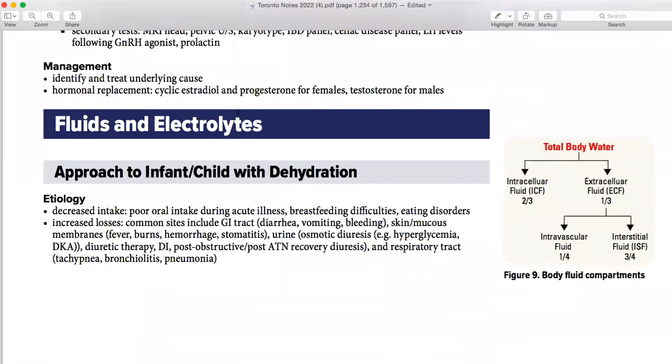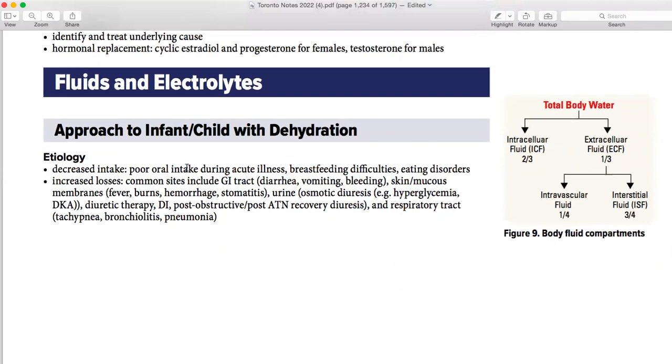Okay, fluid and electrolytes. You need to know a little bit of the concept. It is not a very important thing, but just for the concepts. Total body water is basically intracellular and extracellular. Most is present in the intracellular. So then comes the etiology.